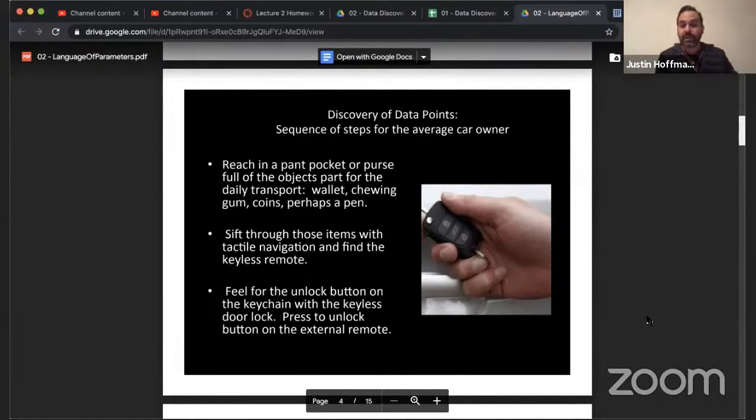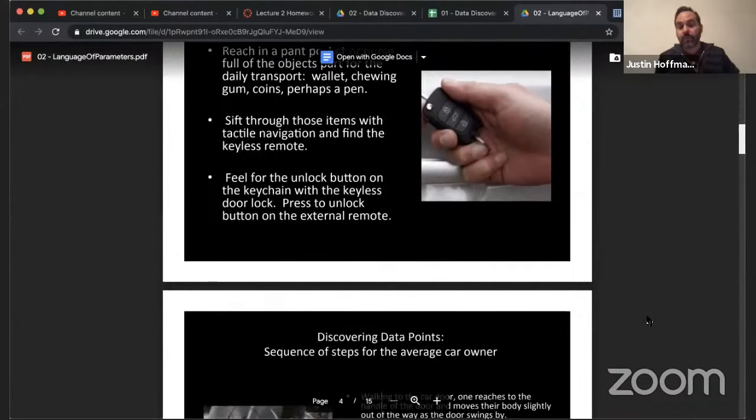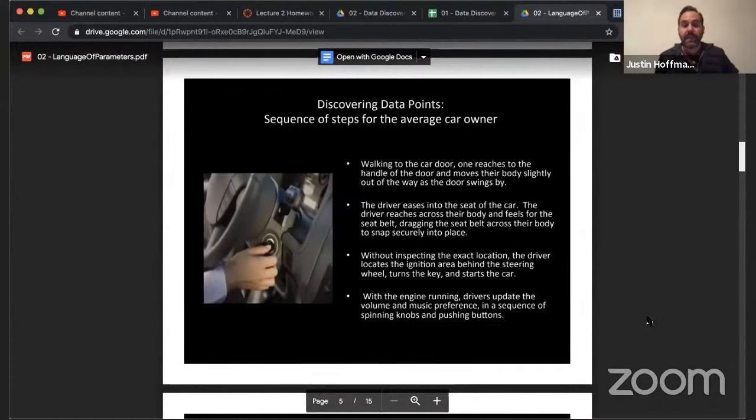For example, reaching into the pant pocket or purse full of objects that are part of the daily transport, which is wallet, chewing gum, coins, perhaps a pen, sifting through those items with tactile navigation to find the keyless remote, feel for the unlock button on the keychain, with the keyless door lock and press the unlock button on the external remote in order to do that. And then the sequence of the average car owner backing up. So walking to the door, the car door, one reaches to the handle of the door, moves their body slightly out of the way as the door swings by.